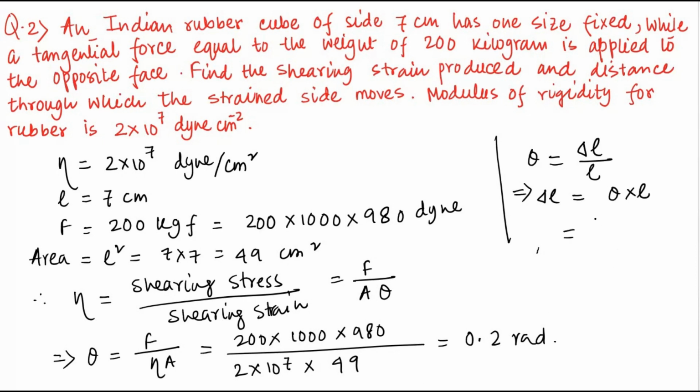Now theta is already known here. We have calculated theta 0.2 radian into length 7 centimeter. So delta L would be 1.4 centimeter. Okay. So this is the answer, the distance through which the strained side moves. So change in length delta L is equal to 1.4 centimeter and the shearing strain is 0.2 radian.